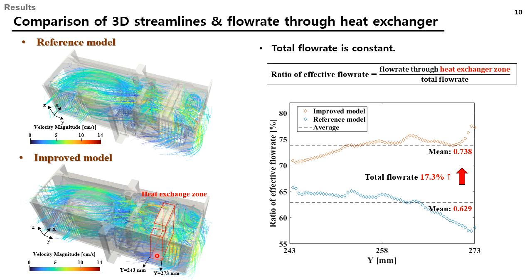To quantitatively investigate the flow rate through the heat exchanger, we define the ratio of effective flow rate. This is calculated as the flow rate through the heat exchanger zone divided by the total flow rate. As you can see in this graph, it was confirmed that the total flow rate through the heat exchanger of the improved model was increased by 17% compared to the reference model.